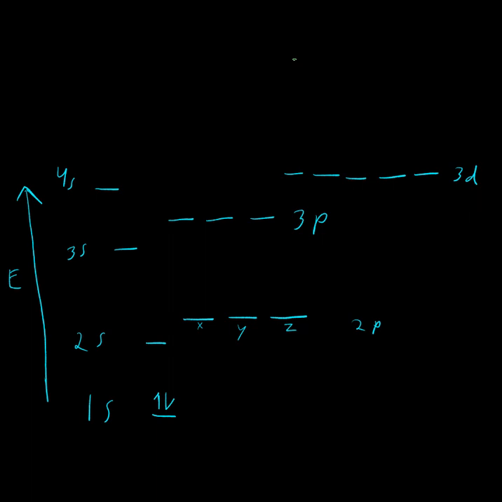So finally, we have Hund's rule, and Hund's rule is just saying orbitals of equal energy are each occupied by 1 electron before any orbital is occupied by a second electron, and all electrons in a singly occupied orbital must have the same spin.